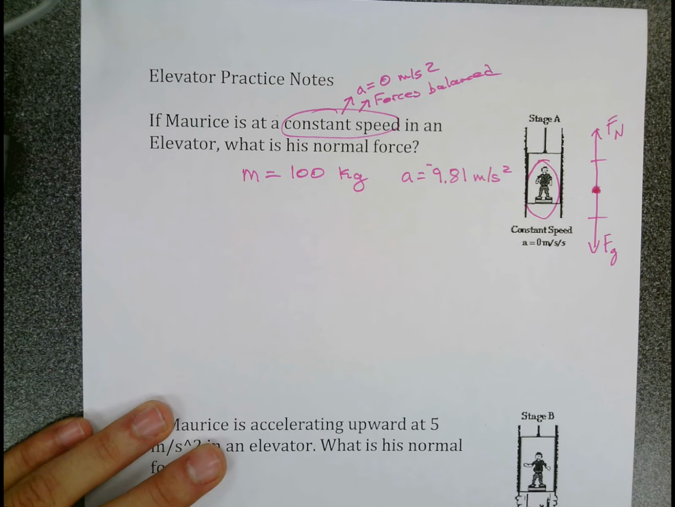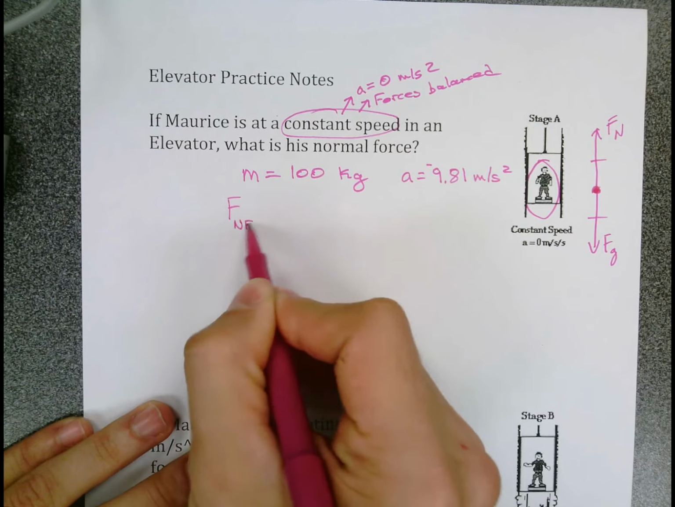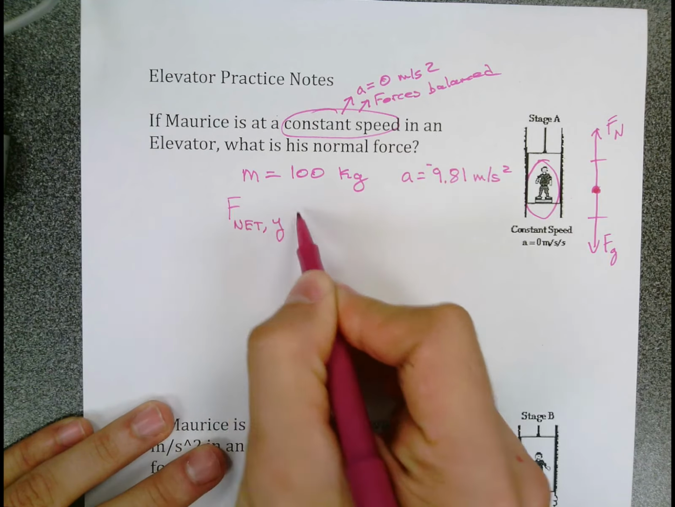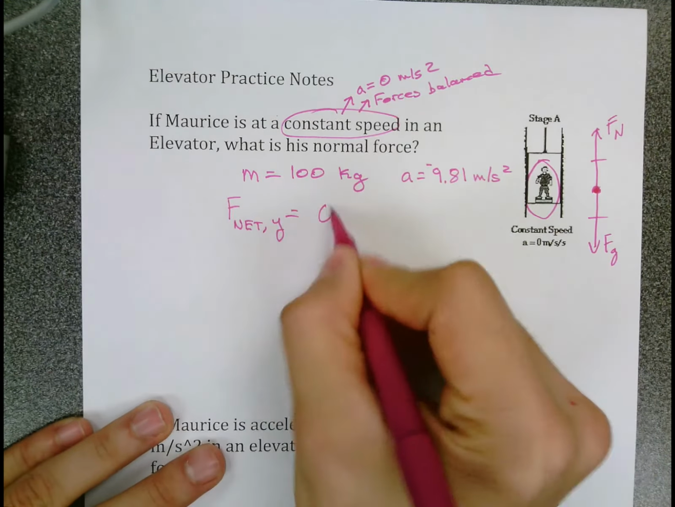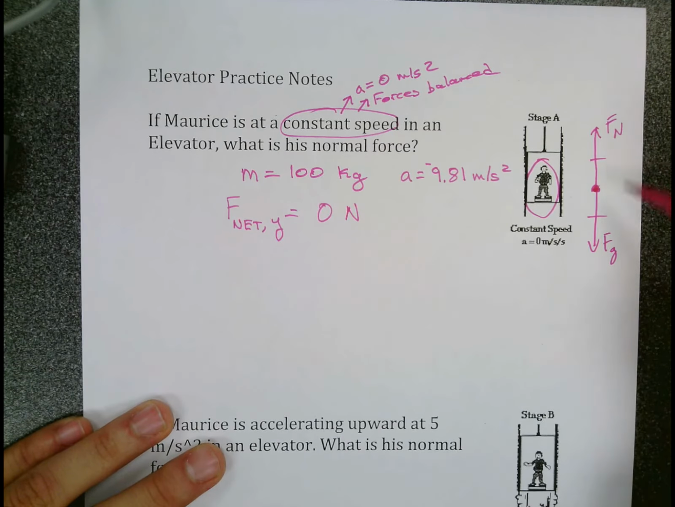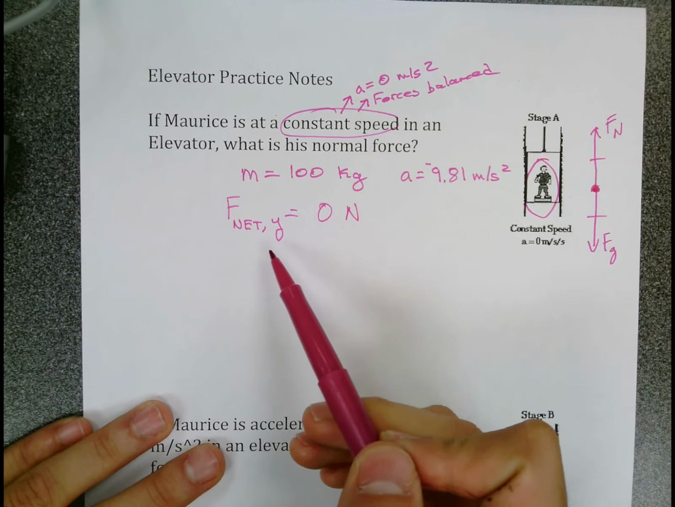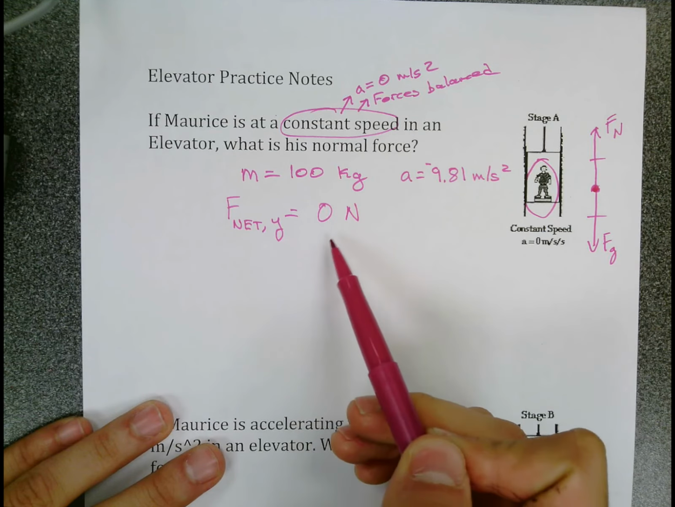One thing we can calculate though is that the net force in the y direction is equal to 0 newtons. You have to see that in this case the forces are balanced. Another way to say that the forces are balanced is that the net force is equal to 0 newtons.